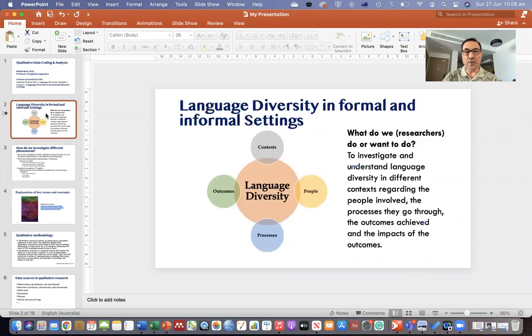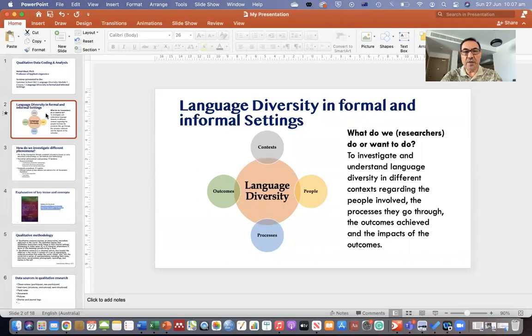So let's first have a look at what is implied by language diversity, or what are the aspects of language diversity. When we talk about language diversity, usually one aspect would be context. As you can see in the title, two main contexts are formal versus informal settings. The other context could be schools and universities versus, for example, workplace context. And within any of these, there could be lots of micro contexts.